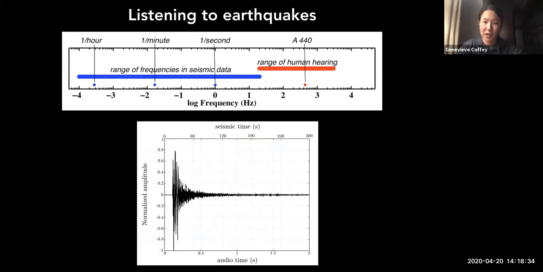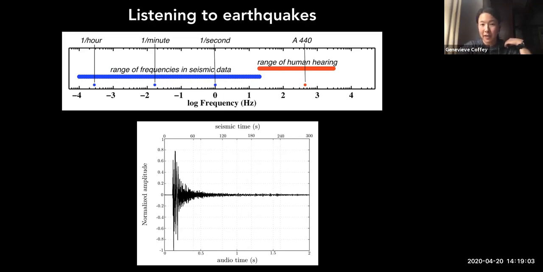And so how do we actually hear this seismic data? Well, sound is typically measured in frequency. Things that are higher pitch will have a higher frequency, and things that are lower and deeper typically have a lower frequency. The range of frequencies in seismic data is too low to actually be heard by the human ear.